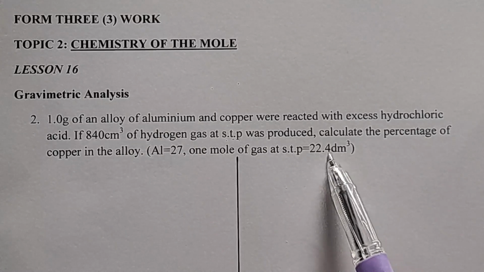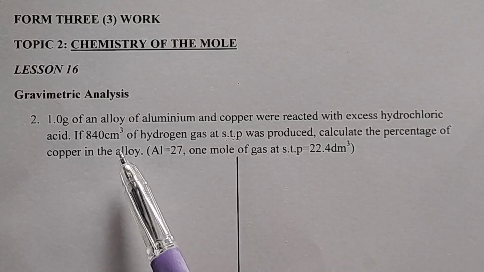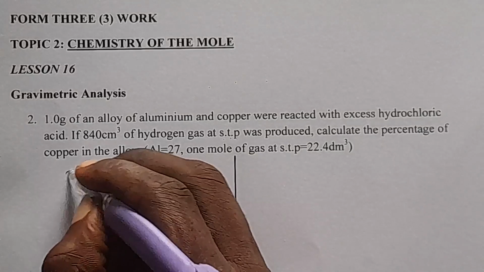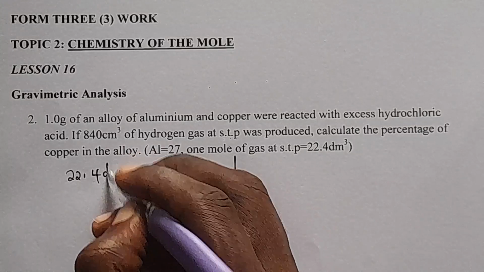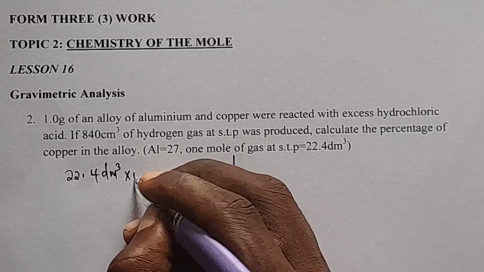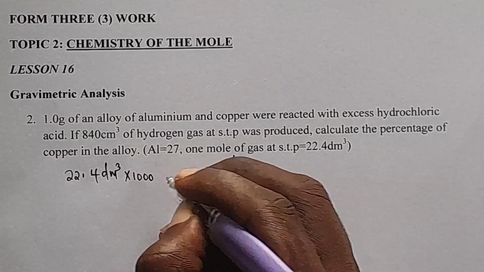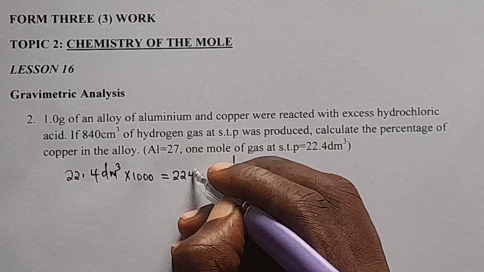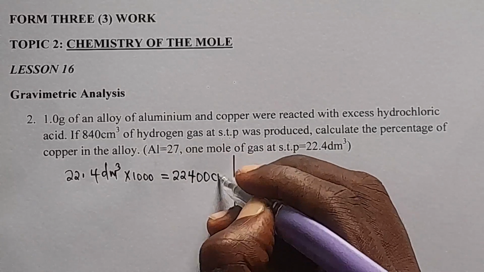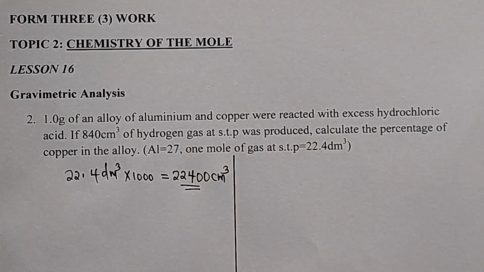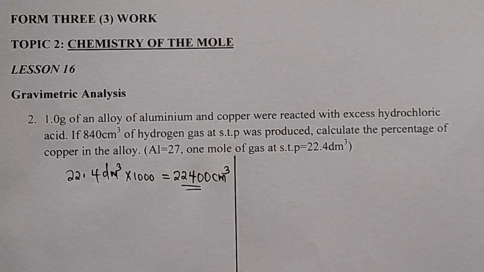So we have to make, first of all, equal unit or the same unit. So let us take this 22.4 decimeter cube into centimeter cube. How are we going to do that? By multiplying by 1000 centimeter cube. So this one, we are going to get 22,400 centimeter cube, because 1 decimeter cube will be equal to 1000 centimeter cube.